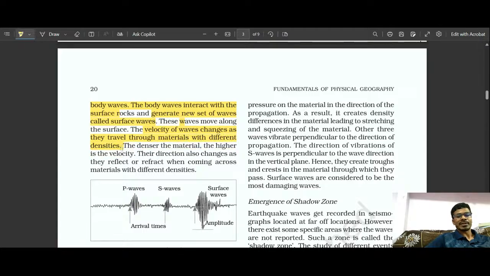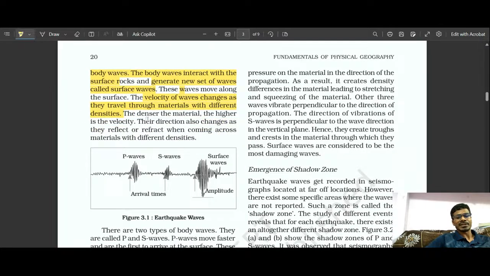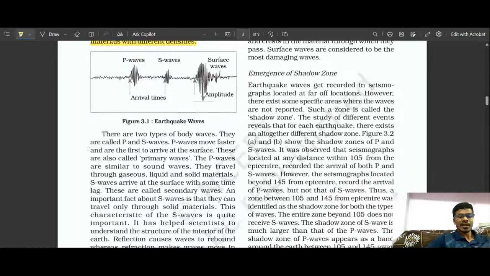All materials have different densities, because their constituent parts vary in density. The denser material has the higher velocity, and the direction also changes as they reflect or refract when coming across material with different densities. So we generally have P wave, S wave, and surface wave.